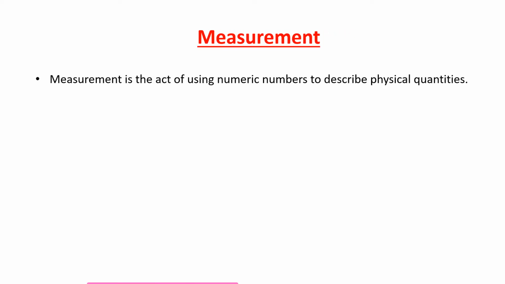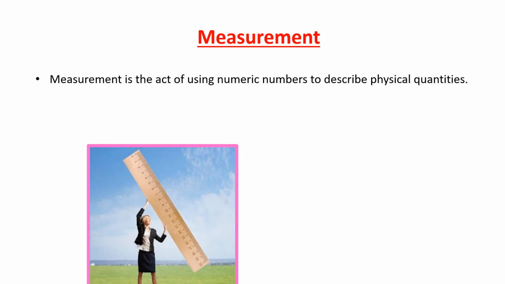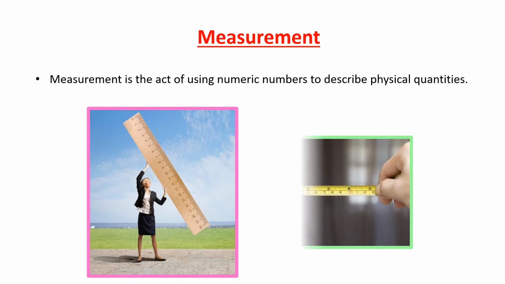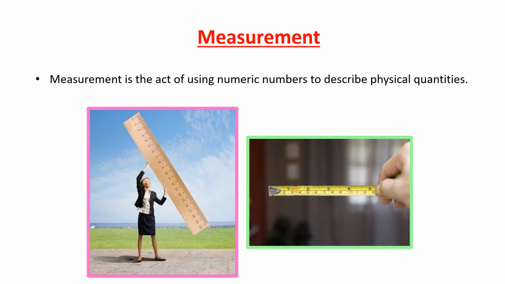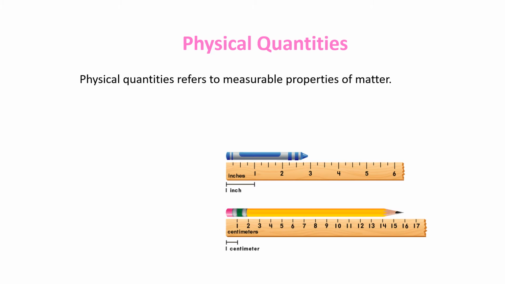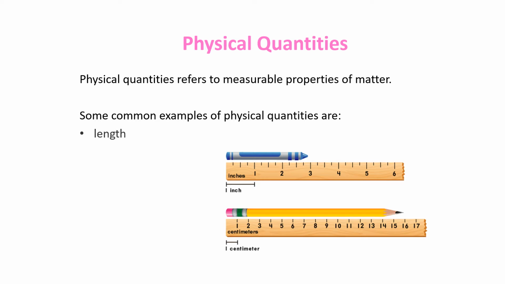Measurement. Measurement is the act of using numeric numbers to describe physical quantities. Physical quantities refer to measurable properties of matter. Some common examples of physical quantities are length, mass, area, time, temperature, volume, density.